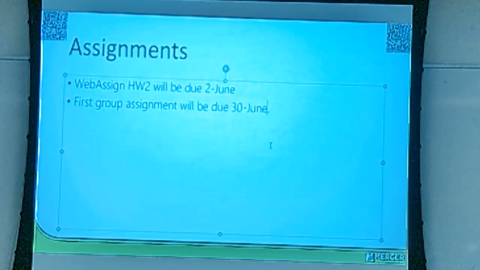Also, if you're very astute, you were looking on Blackboard over the holiday, the first group assignment also went up, but it's not going to be due until the 30th of June. But it is up there, and it's designed to be challenging, because it is a group assignment. So it is going to be more challenging than the homework, and probably more challenging than the problems we're doing in class. The details of it are on Blackboard.